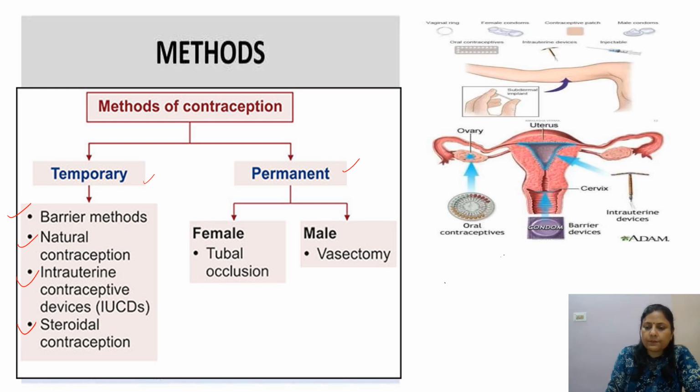And permanent contraception is for those women who don't want to have a child in future, don't want to be pregnant in future because the family is completed. So to avoid pregnancy she might go for a permanent method, which includes tubal ligation or tubectomy, and there is another method of permanent contraception in males, that is vasectomy.